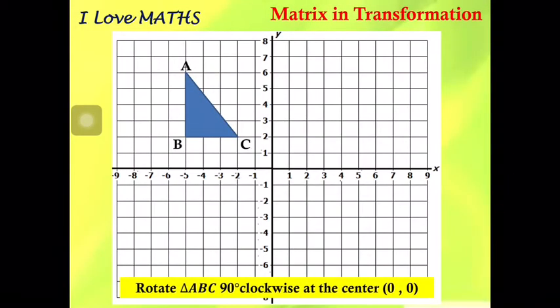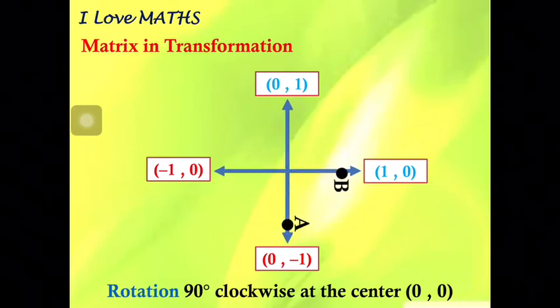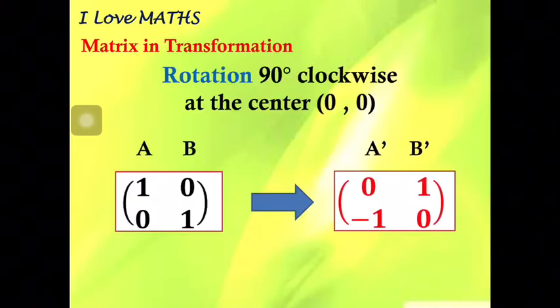Let's use these matrices to identify the coordinates of the points of the new image under a certain transformation. For example, rotate triangle ABC 90 degrees clockwise at the center 0, 0. The locations of the points A' and B' are this. The coordinates of A' are 0, -1, and for the B' are 1, 0. These are the x and y components of the matrix under A' column and B' column that represents the rotation 90 degrees clockwise at the center 0, 0.